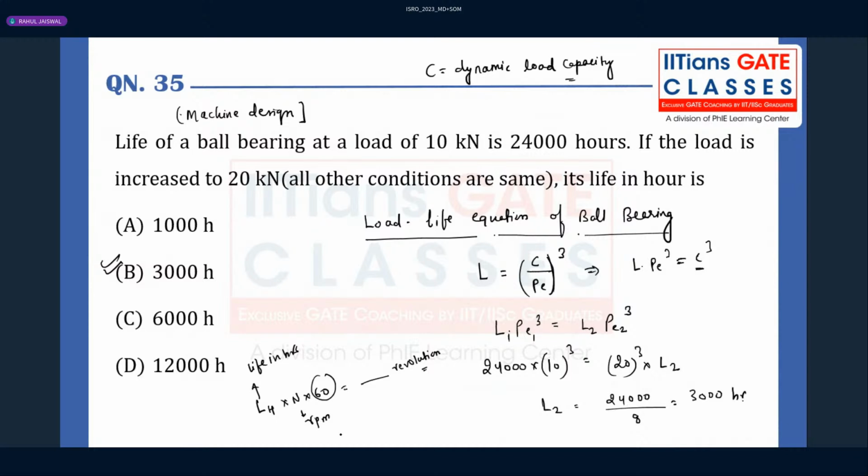And remember one more important thing. Whatever the L is, it is the L10 life of the bearings, L10 or L90. That means we conduct a test for n number of bearings and note down the life when 10% of the bearings fail, the moment the 10th bearing fails. We note down how many revolutions it has gone before failure.